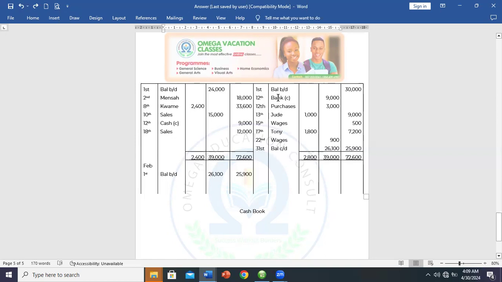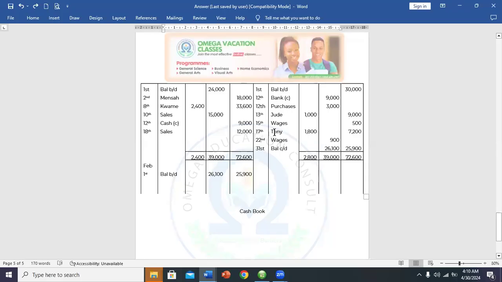And when you come to this side, first bank, in fact, the balance brought downs will not go anywhere because they are in it. I was finishing on the postings. So Jude is a creditor. We'll go to the purchases ledger. Wages will go to the general ledger. Tony is also a creditor. We'll go to the purchases ledger. And wages again will go to the wages account in the general ledger, right?